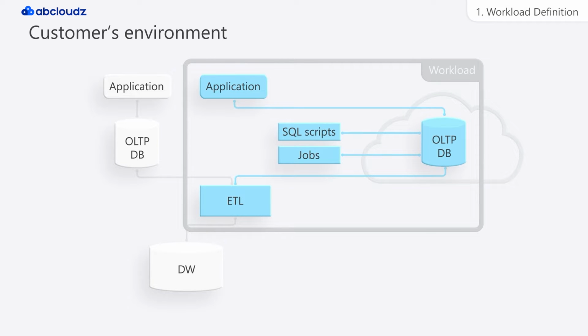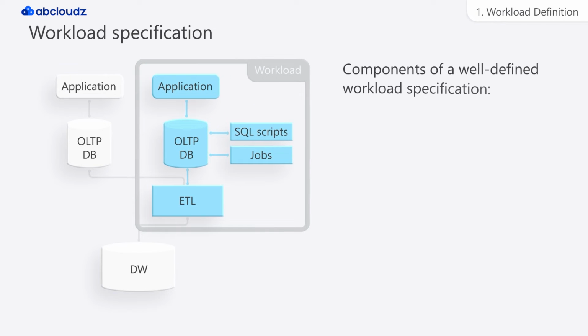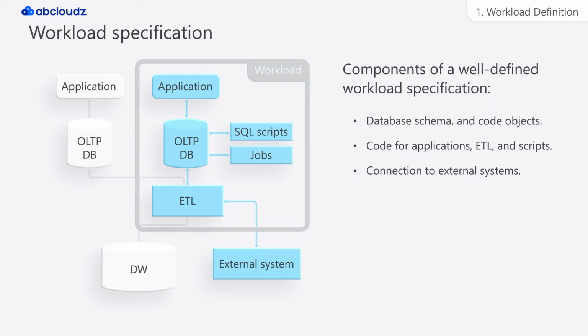Each workload should have a well-defined specification, including components such as database schema and code objects, code for applications, ETL, and scripts, connections to external systems, clearly described dependencies between components, and more.